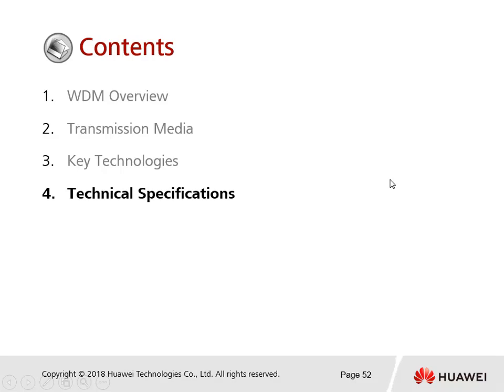Okay, so we are finished with chapter 3, key technologies. Let's continue with chapter 4, technical specifications. Actually, WDM is a very good technology. A lot of different countries and companies like to use this technology in their own equipment. But if we don't have any standard for this technology, then different companies and countries cannot connect with each other. That makes this technology very hard to use.